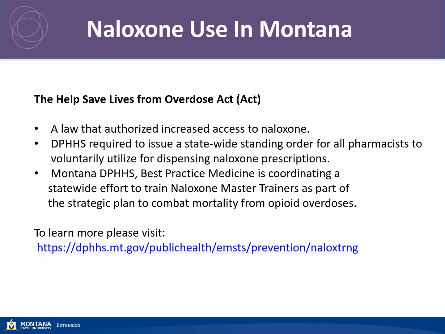In 2017, Montana legislature passed House Bill 333, the Help Save Lives from Overdose Act, authorizing increased access to naloxone, an opioid antagonist used to reverse an opioid overdose. The law requires the Montana Department of Public Health and Human Services to issue a statewide standing order for pharmacists to voluntarily utilize for dispensing naloxone prescriptions.